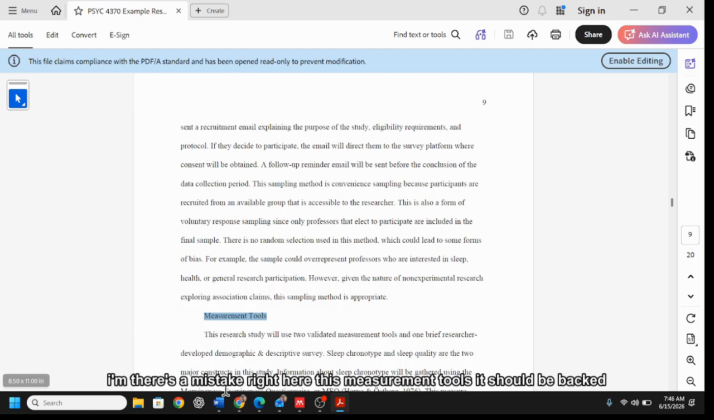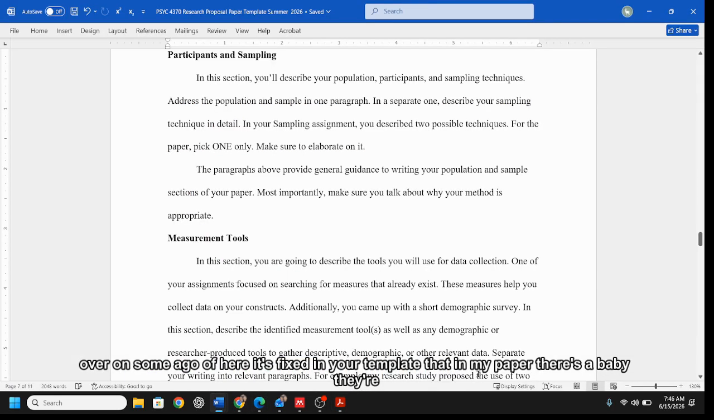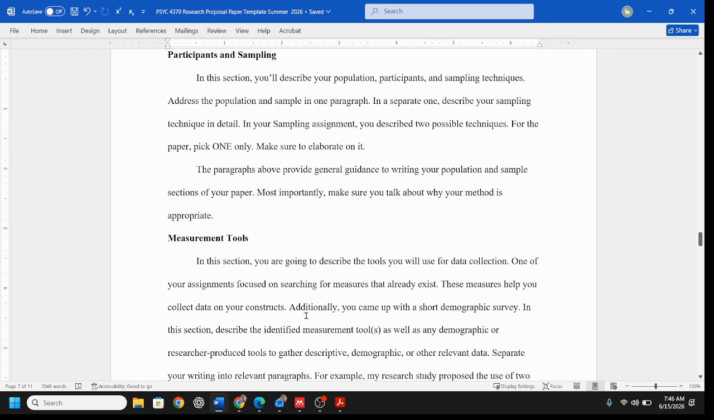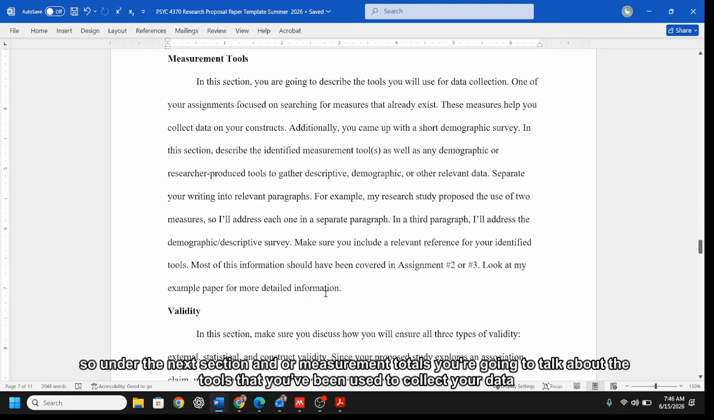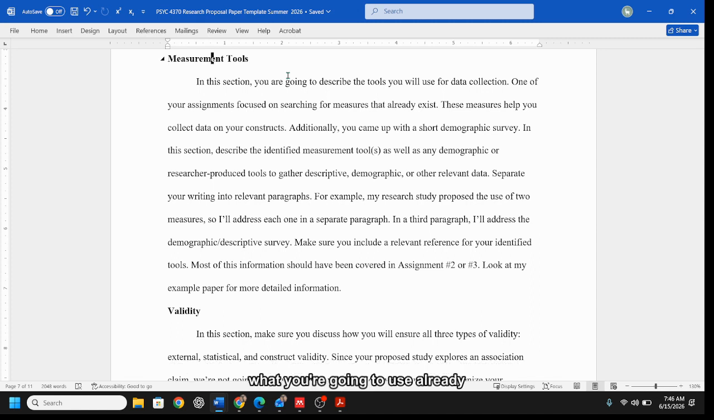There's a mistake right here. This "measurement tools" should be bolded, so I'm going to go over here. It's fixed in your template, but in my paper, there's a boo-boo there. So under the next section, under measurement tools, you're going to talk about the tools that you're going to use to collect your data. One of your assignments asked you to look at some measurement tools, so you should know what you're going to use already.